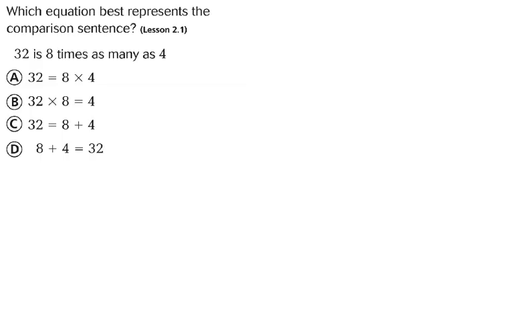Alright, let's take a look at the next one. Which equation best represents the comparison sentence? 32 is 8 times as many as 4. We've talked about these problems before. The best way for you guys to solve these problems is for you to cross out those words and replace them with what they represent. Is means equals. Times as many as means multiply. So when you do that, you can look at your problem and rewrite it.